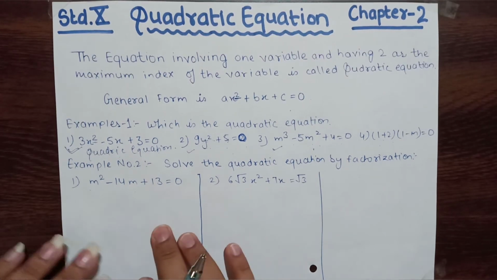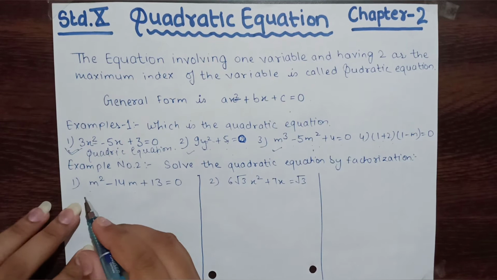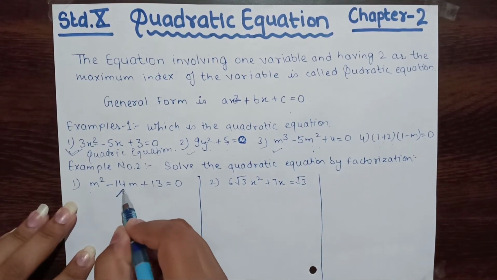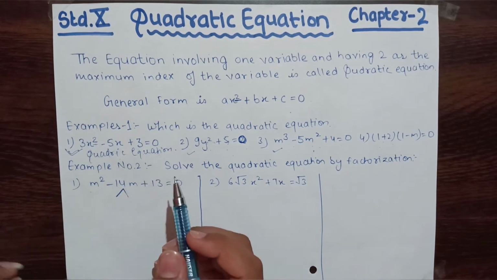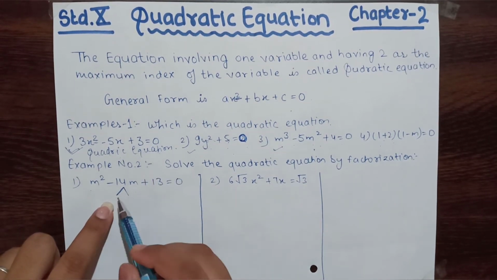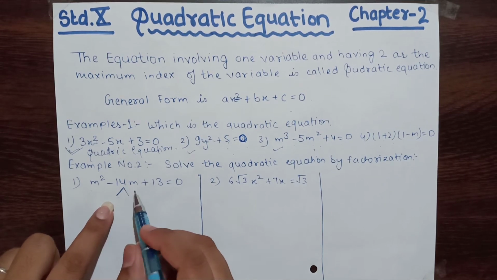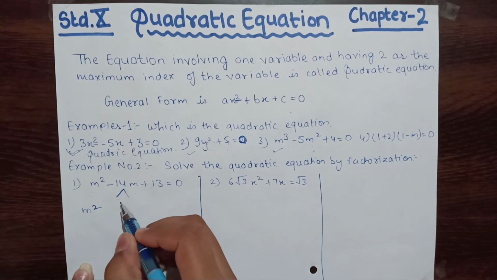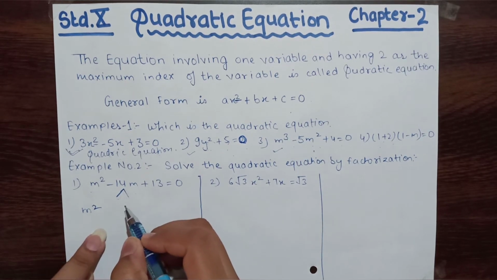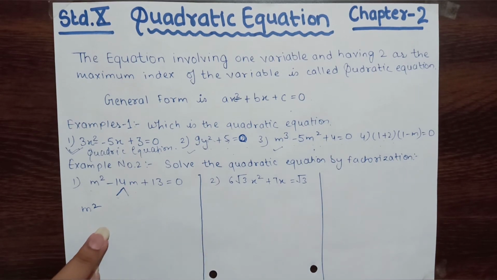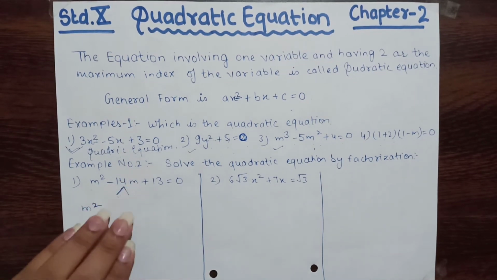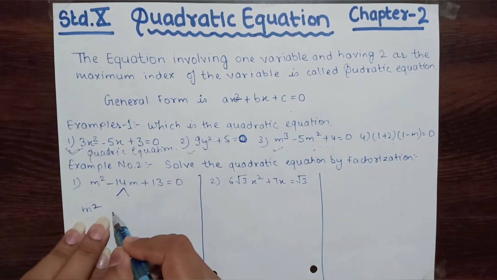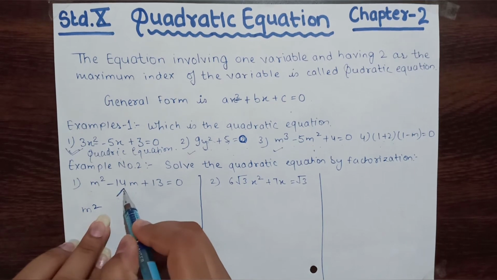Let us see how to solve this. First of all, we need to split this 14 into 2 numbers. We need to find 2 numbers whose product gives 13 and whose sum should be 14. So let's see, m square. Which 2 numbers will we multiply and add to get 14? We need to first decide which sign we are going to put over here. So the sum should be 14.